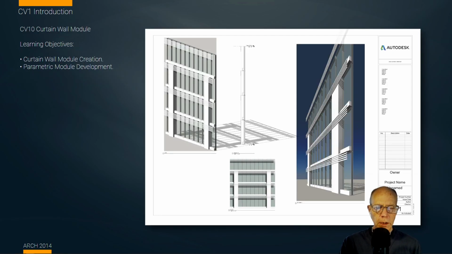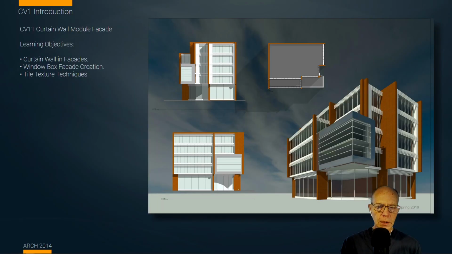We'll learn some of the larger types of construction methods, curtain wall construction, where we'll make modules of different kinds of building elements and spread those out over the surface to create a more commercial type of facade.